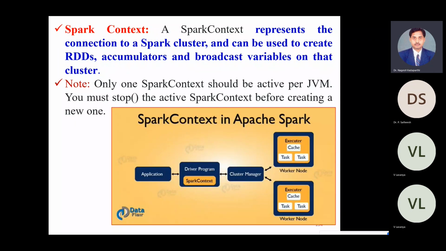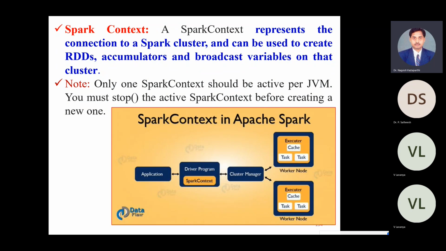Once you convert it with the help of transformation or action, it becomes an RDD. That RDD is a dataset that is immutable. Once you have created a dataset into an RDD with the help of transformation or action, it becomes an RDD file that is immutable. It represents the connection to a Spark cluster. It has accumulators and broadcast variables on that cluster. It automatically determines how many executors we are using.